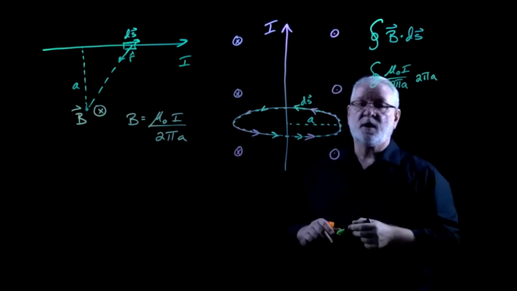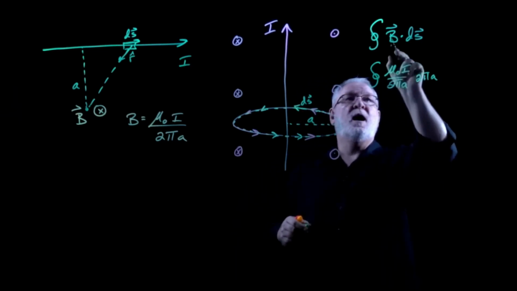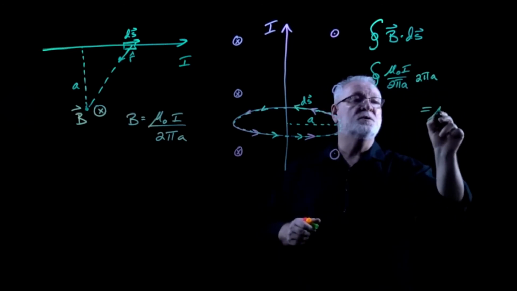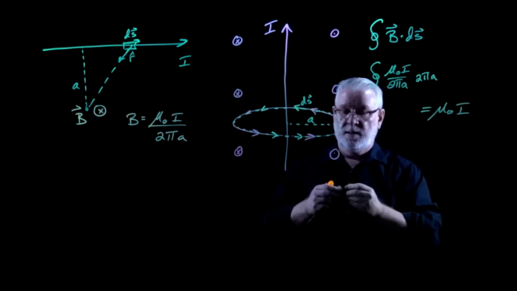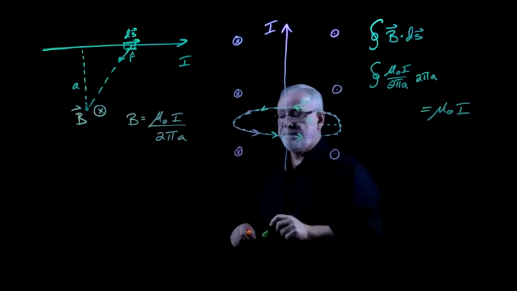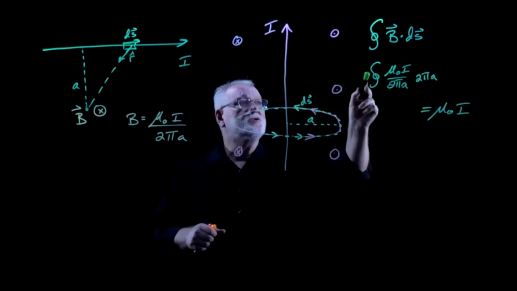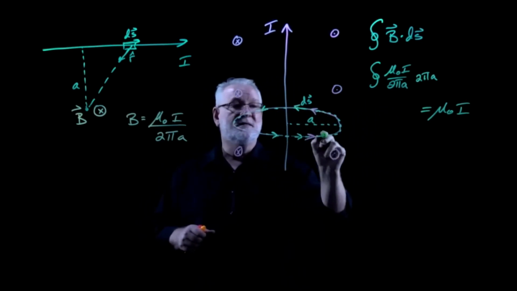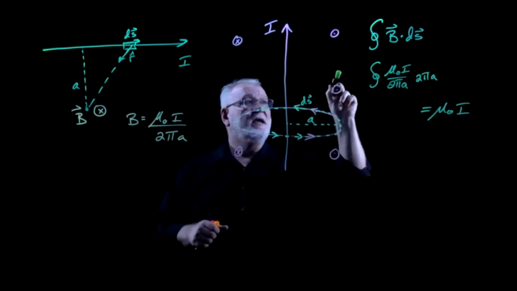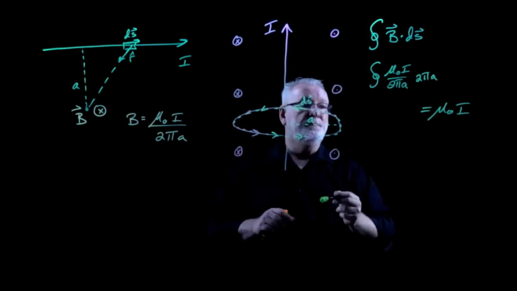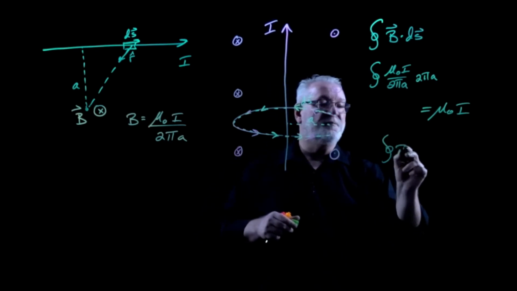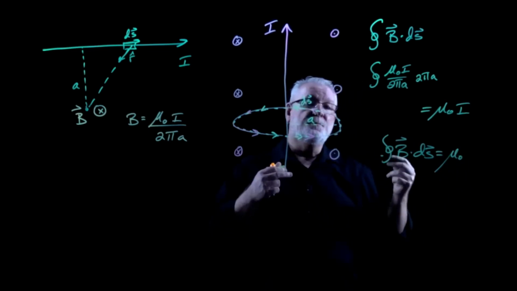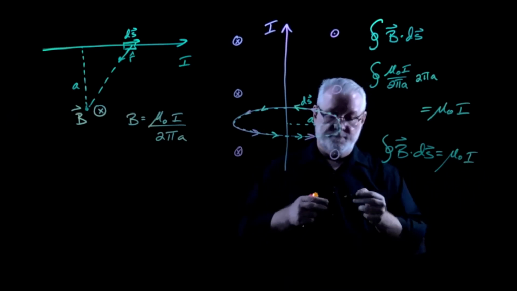Well, look at what happens when I finish this integral. It's the integral of the B field and the integral of ds, which produce 2 pi a. That whole thing equals mu naught times I. And there's the answer for Ampere's law. If I am able to construct an Amperian loop ds along the direction of any anticipated magnetic field, that integral will always equal the quantity mu naught I. That is, the closed loop integral of B dot ds is always mu naught, the permeability of free space, times I.